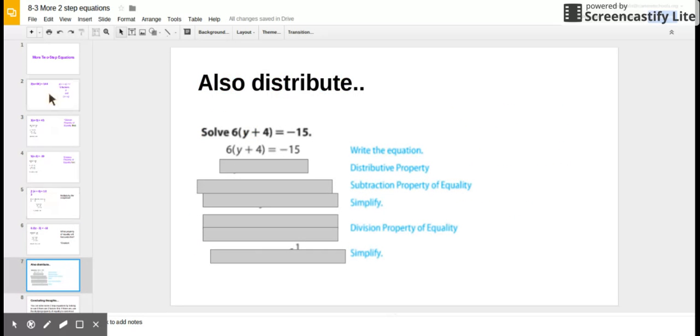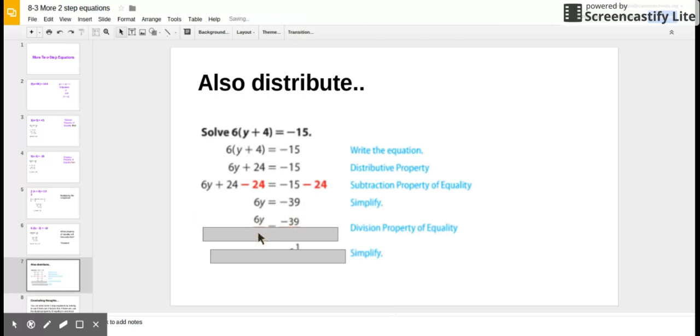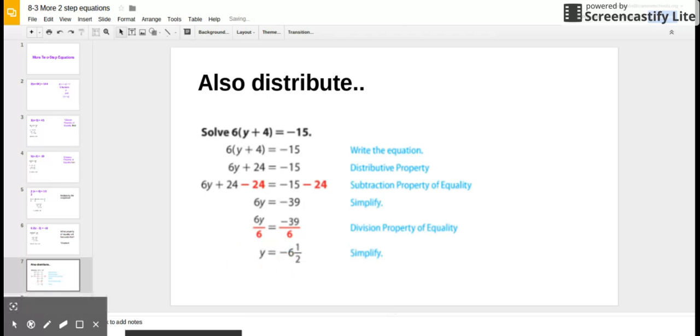Now, if you would rather not do all that and you would rather distribute, distributing takes a little bit longer, but I'm going to show you it anyway. So if you have 6 times y plus 4 equals negative 15, if you distribute that 6, you get 6y plus 24 is equal to negative 15. Now you subtract 24 on both sides, and you should end up being left with, on this side, 6y is equal to negative 39. From there, you do your division property of equality. Just divide both sides by 6, and you should get y to equal negative 6.5.